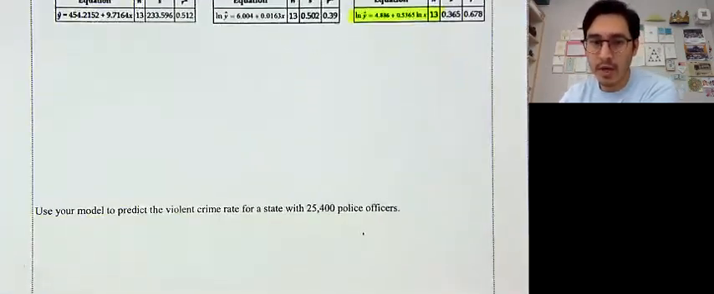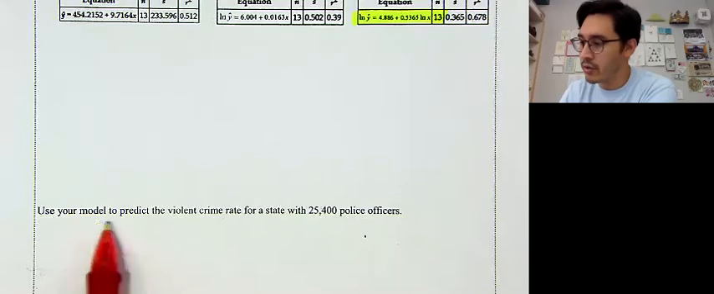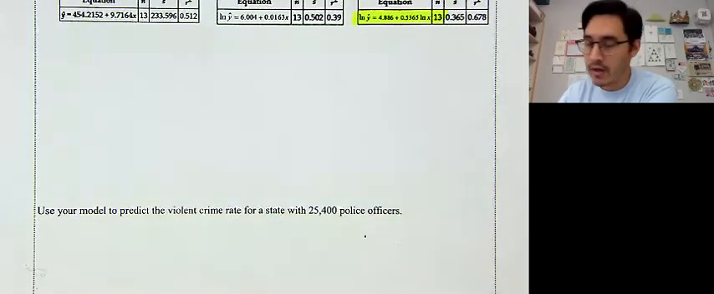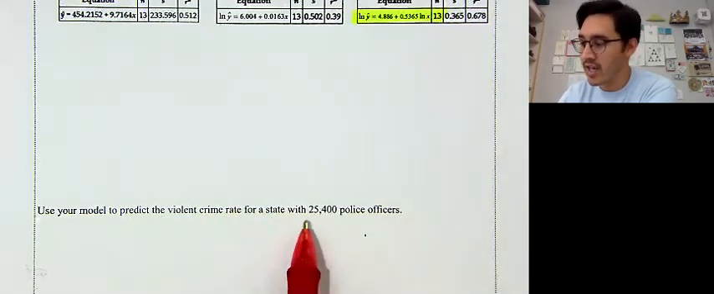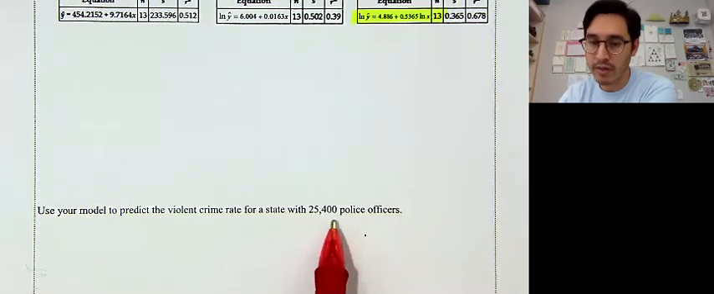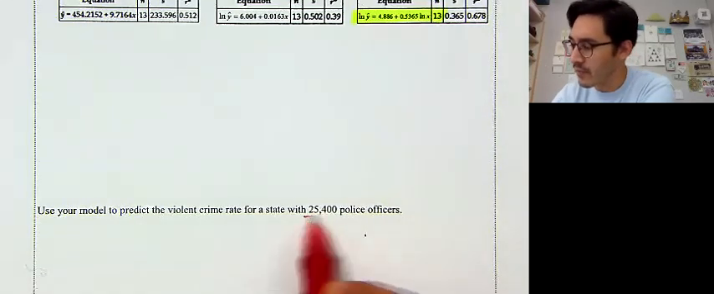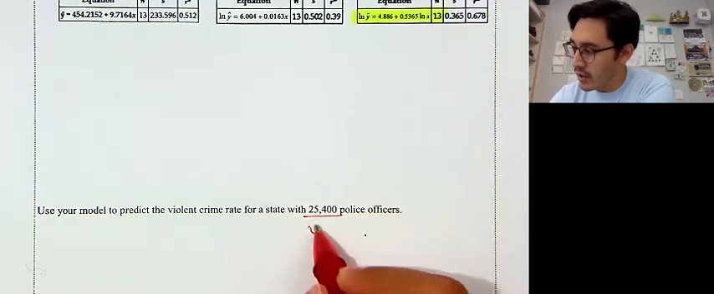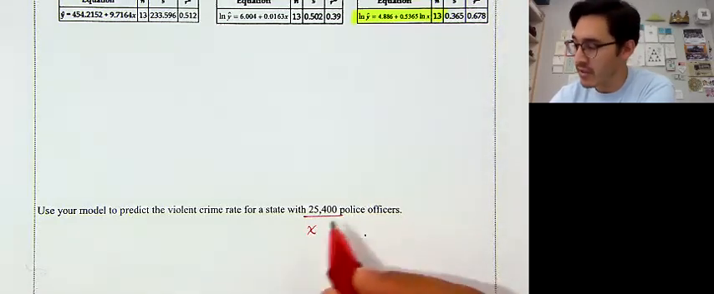Here's a prompt at the bottom: use your model, which is going to be model 3, to predict the violent crime rate for a state with 25,400 police officers. Now, the original values were measured in thousands, so this would be 25.4.